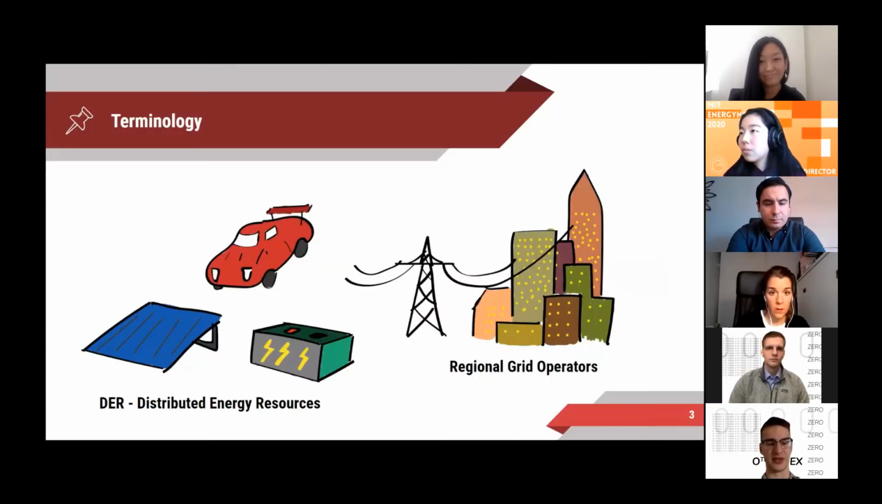So right up front, there's a few terms we'll be using a lot throughout our pitch. DER will refer to small self-contained energy systems like rooftop solar, storage batteries, and electric vehicle batteries. Meanwhile, regional grid operators refers to the bodies overseeing and managing regional power. So that would be like Avangrid.